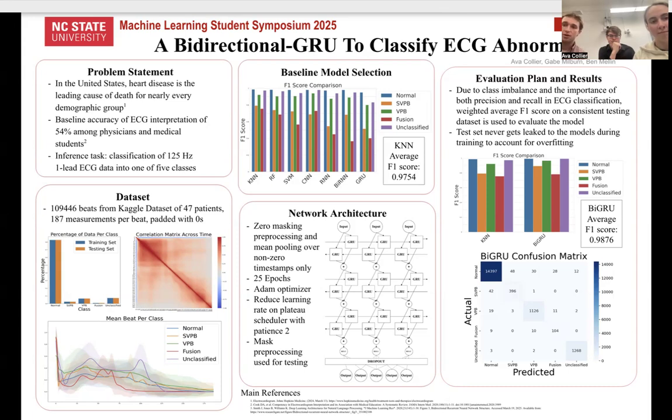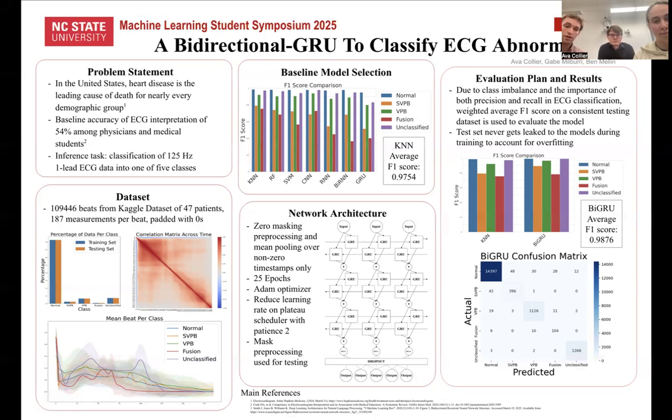So there needs to be a better way to classify heartbeats from an ECG. We found a data set from Kaggle, which has 110,000 beats from 47 patients, and each beat has 187 amplitude measurements, and it's padded with zeros at either end. There are 5 classes, and as you can see, there is a pretty significant class imbalance with a lot more normal beats than abnormal beats.